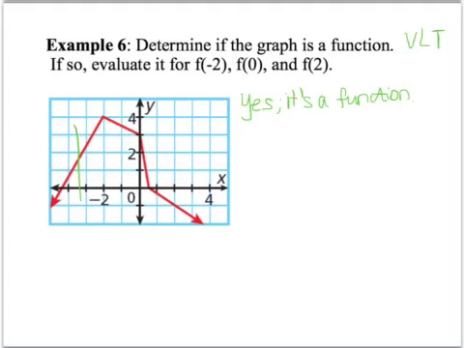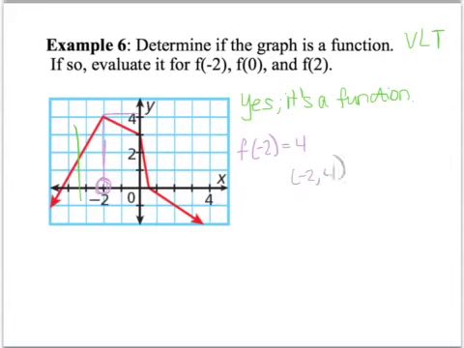If I have a graph and I want to know what is f of negative 2, well, that negative 2 represents my x-coordinate. So at negative 2 right here, when x is negative 2, what is my y value? And you should see that it is 4. So f of negative 2 equals 4. In other words, the point negative 2, 4 is on the graph.